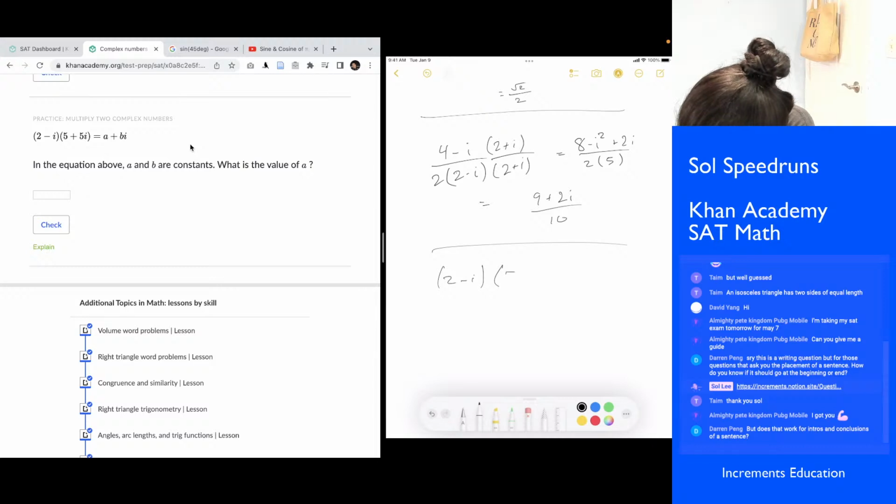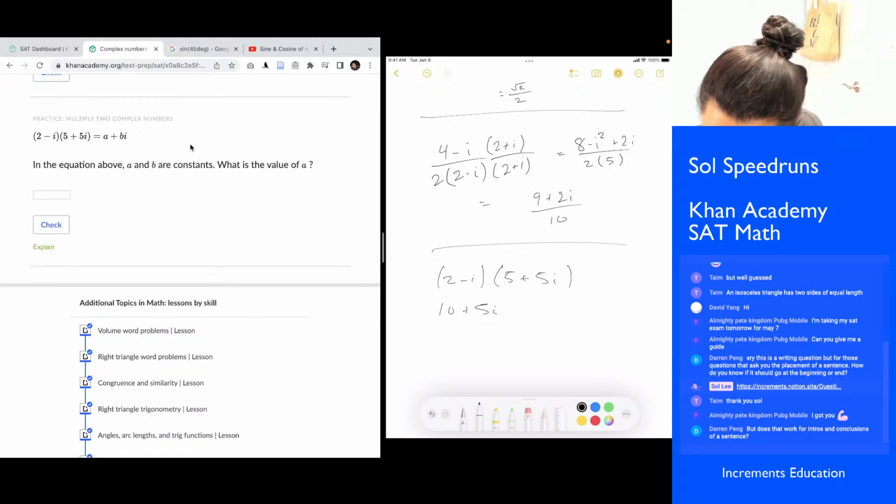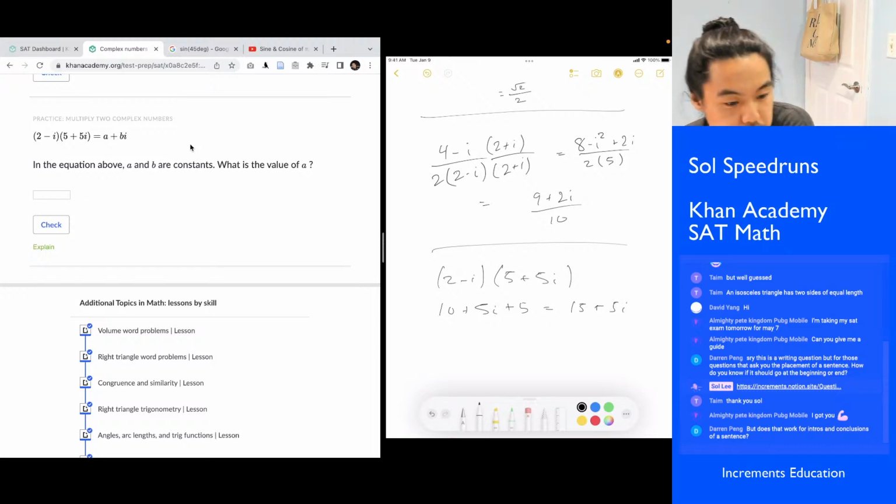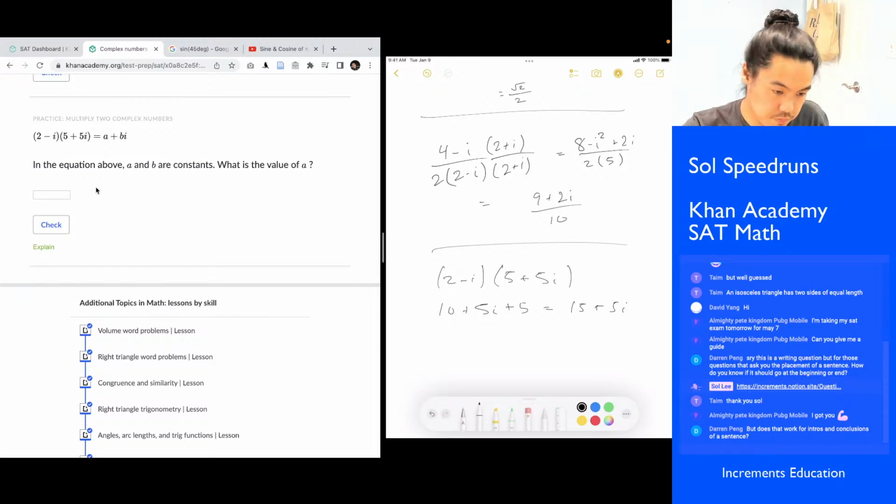So if I just kept it in that order, I assume then I can do it in a plus bi format. So that's 10. And then that's minus 5i plus 10i, so that's plus 5i. And then that's minus 5i squared, that's actually plus 5. So that's equal to 15 plus 5i. So the value of a is 15.